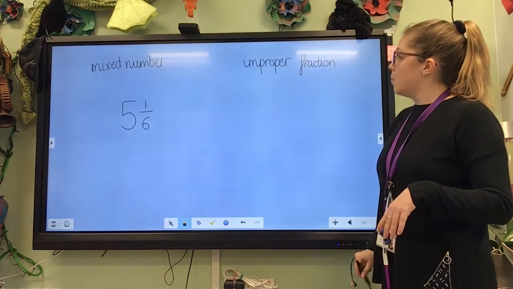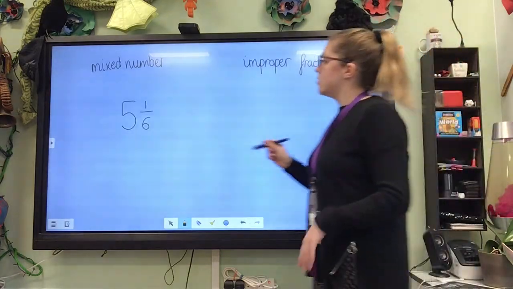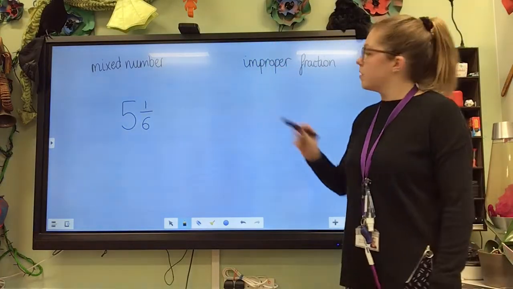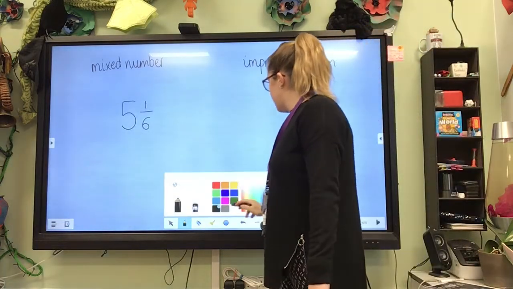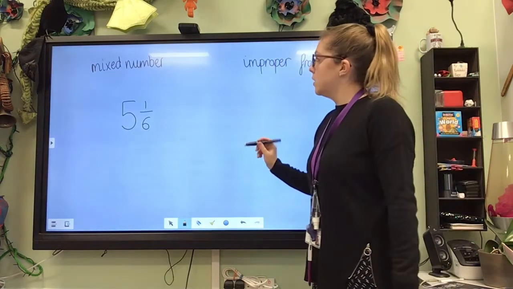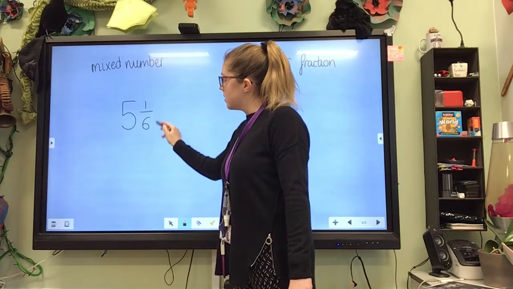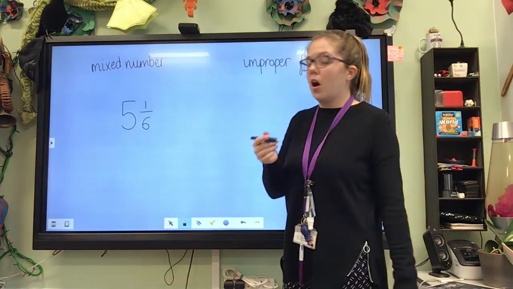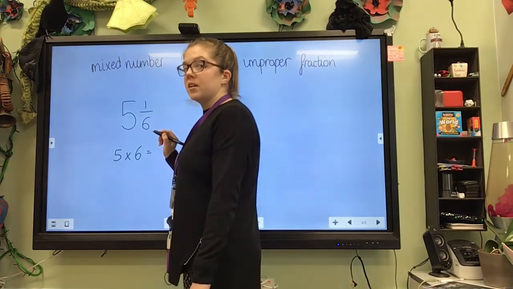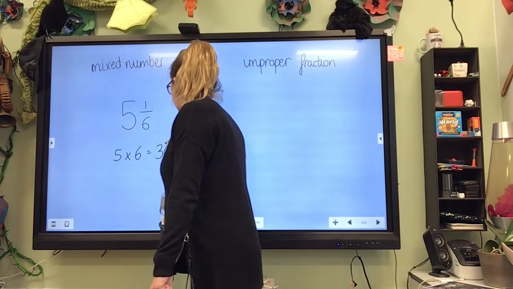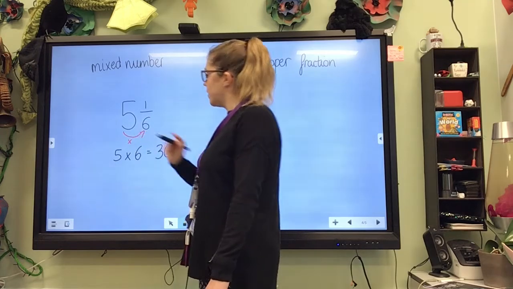I've got another example here, but no picture this time, but that doesn't stop us, we can still work it out. So I've got 5 and 1/6, and I want to know what that is as an improper fraction. So when you've just got the mixed number like this, you're thinking you've got 5 wholes or 5 lots of 6, because 6 here tells us that's how many parts are in a whole. So if I did 5 times 6, 5 times 6 is 30. And what I've done here is I've multiplied the whole by the denominator.